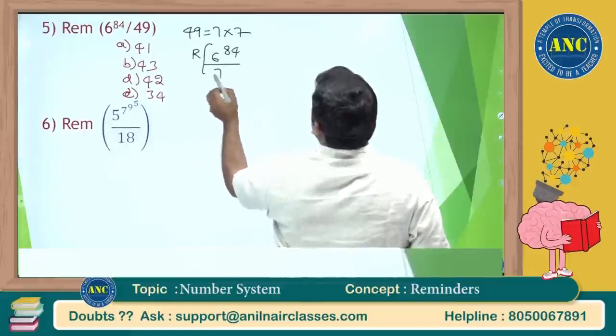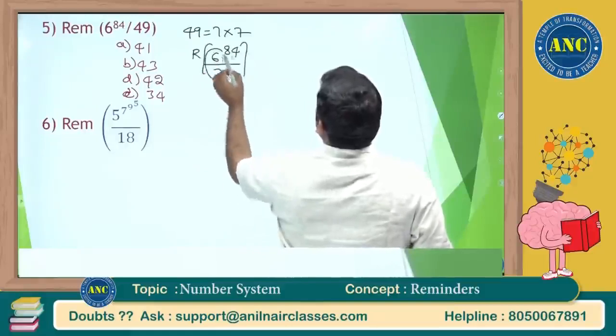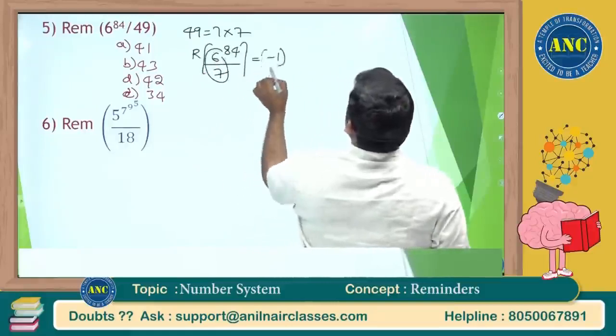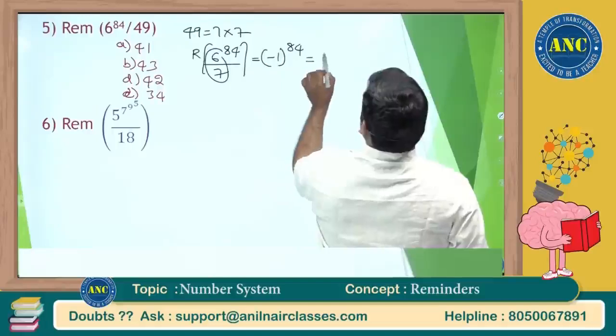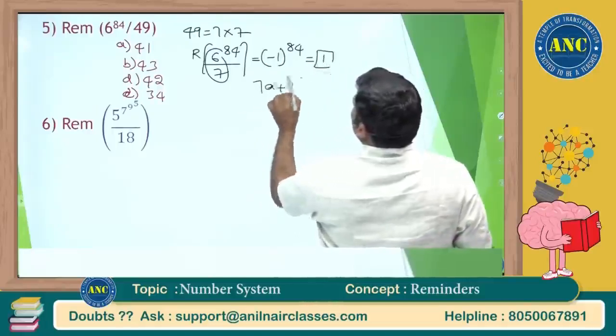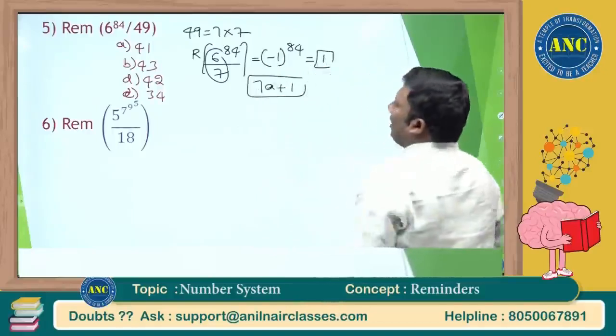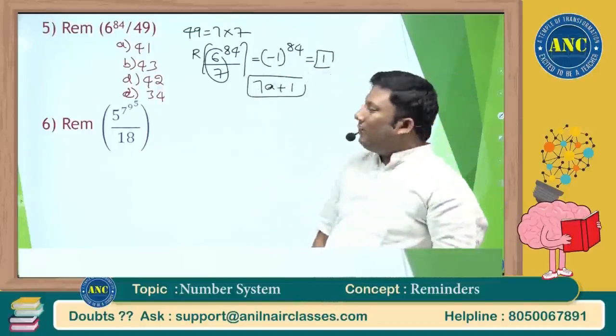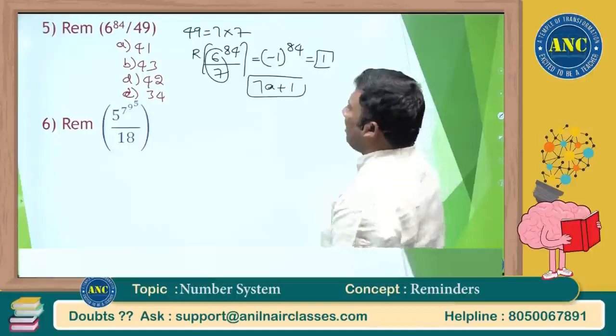6 power 84 divided by 7. 7 ones are 7 minus 1. Minus 1 power an even number is nothing but 1. The answer when divided by 7 should give a remainder 1.